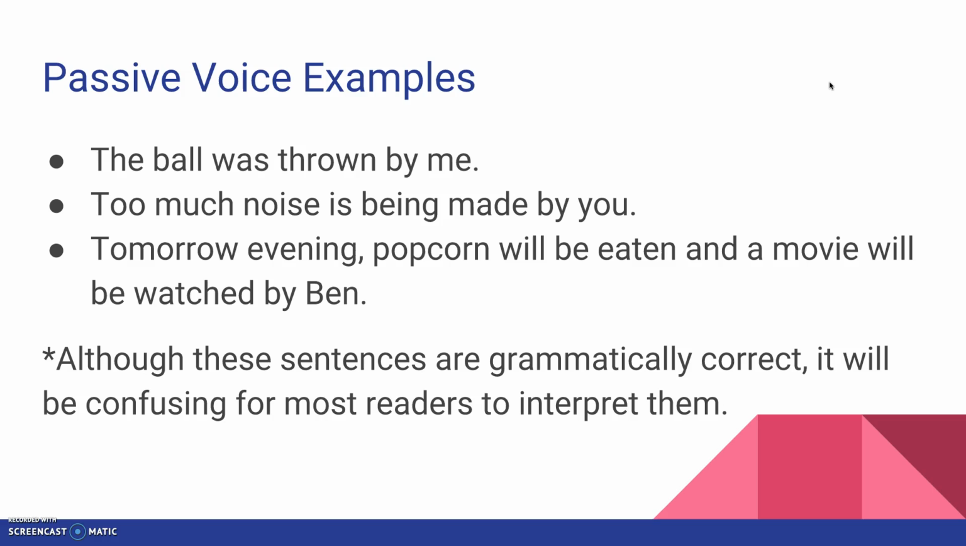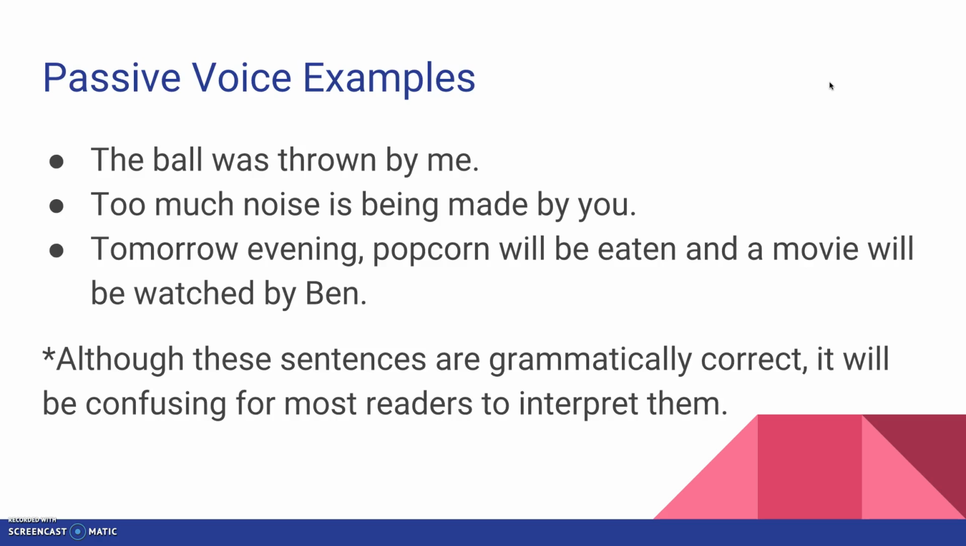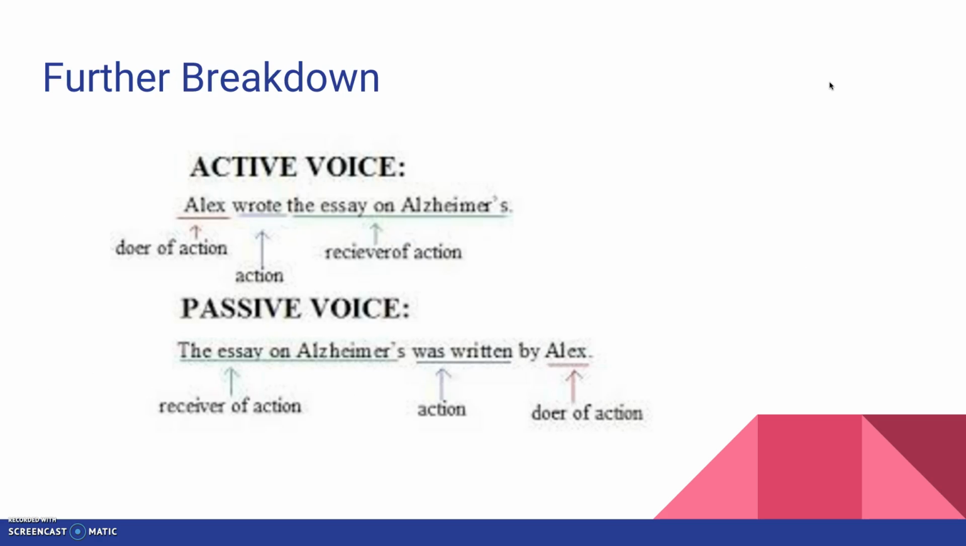than active voice. So if we just compare the first sentence, it says, "The ball was thrown by me," and if you go back to active voice, it says, "I threw the ball." That sentence right there is so much easier to understand, which is why active voice is better than passive voice. Now, I don't want to focus too much on why active voice is better, but I just want to clarify to all you writers out there that active voice should be one of the things you focus on in your writing. So this is a further breakdown of active voice and passive voice.